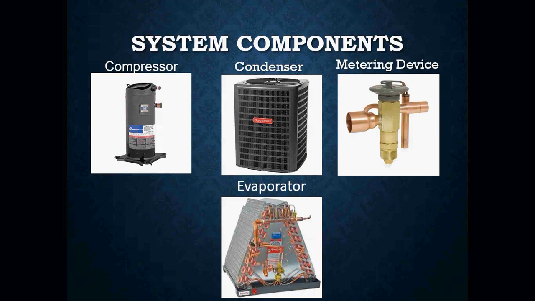So for an air conditioning system, we have four major components. We have our compressor, a condenser, a metering device, and an evaporator. If any one of those components isn't there, you don't have a refrigeration cycle. It isn't going to work. You have to have all four components to have a refrigeration cycle.